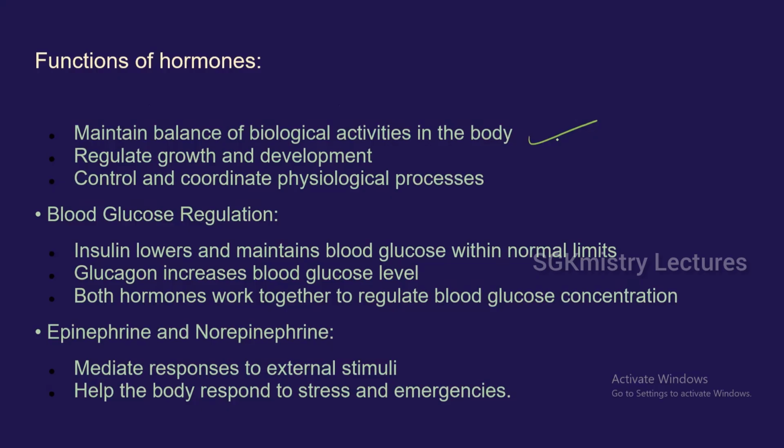Now, suppose you take the example of insulin, it helps in lowering and maintaining the blood glucose level in our body. Glucagon acts in the opposite direction. It helps in increasing the glucose level in the body, that is, when there is less glucose present in the body of an organism. These two hormones, insulin as well as glucagon, work together to regulate the amount of glucose that has to be present in the blood.